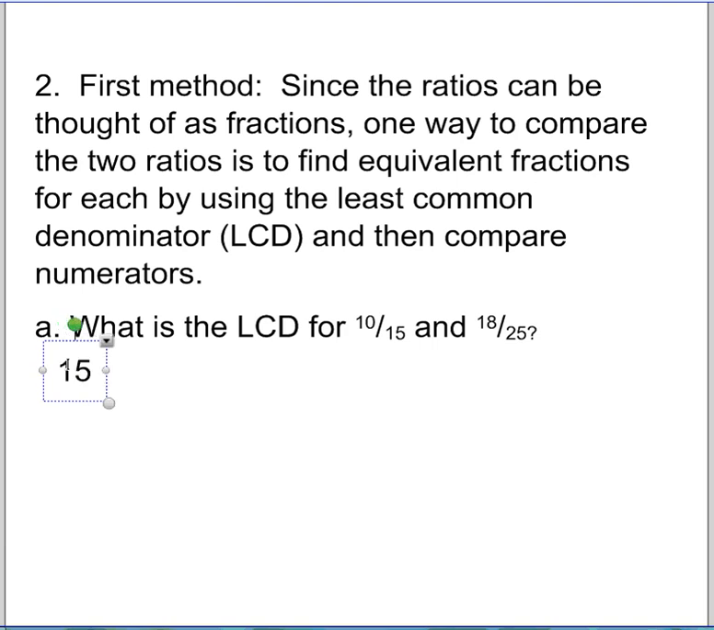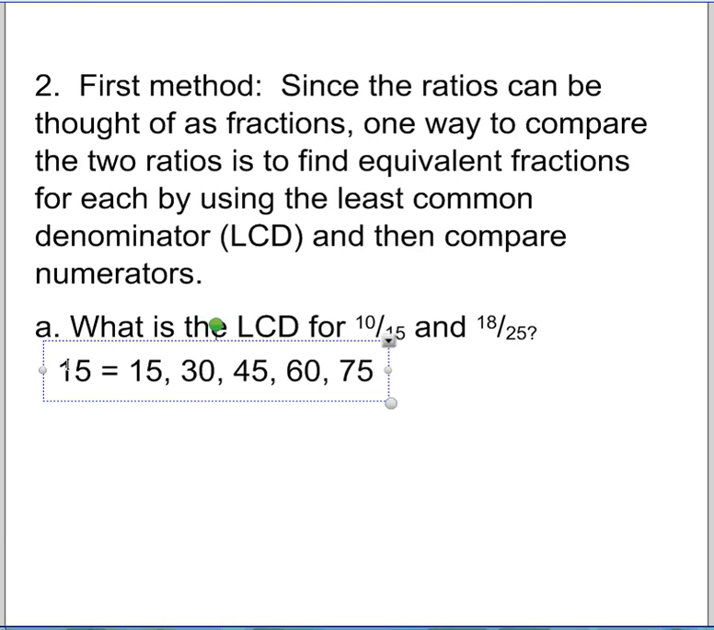For 15, we would list 15 as our first multiple, which is 15 times 1. Then 15 times 2 is 30. 15 times 3 is 45. 15 times 4 is 60. And 15 times 5 would be 75. And 15 times 6 is 90. Let's see if that's enough.